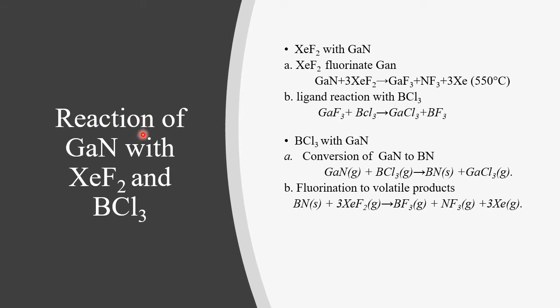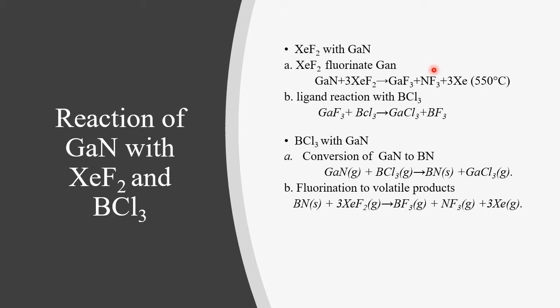Here we are discussing how gallium nitride reacts with xenon difluoride and boron trichloride. In the first, xenon difluoride fluorinates the gallium nitride. This reaction is spontaneous and it results in a negative standard free energy. When xenon difluoride reacts with gallium nitride, it gives gallium fluoride, and this gallium fluoride will be stable up to 550 degrees Celsius in vacuum.